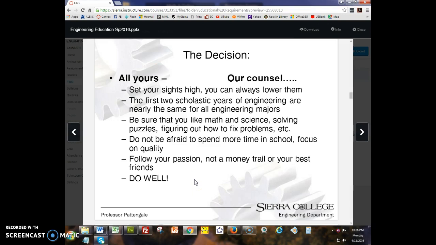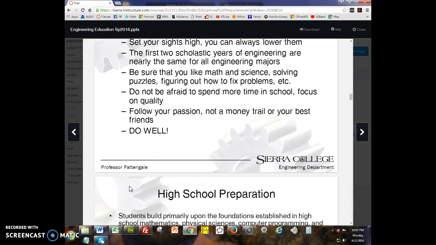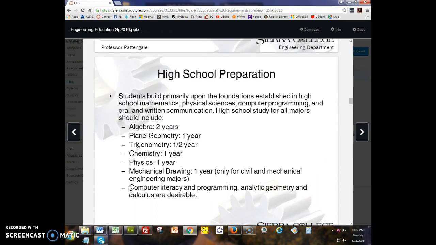You should like math and science, or at least be good at them. You should like solving puzzles, fixing things. Spend time in school and focus on quality. So don't be in a big rush to get finished and get poor grades and not really learn what you're there to learn. Follow your passion, not a money trail or your best friends. One of the reasons I picked engineering was to make lots of money, and here I am being a teacher, not making lots of money, but I love my job. So find what you love to do and do that.